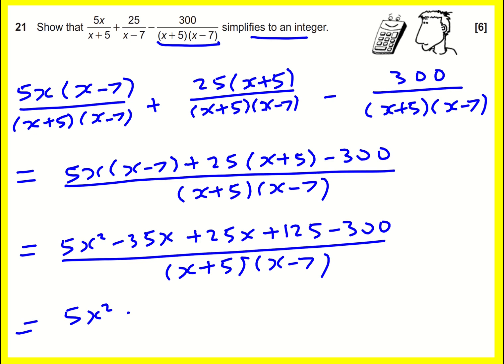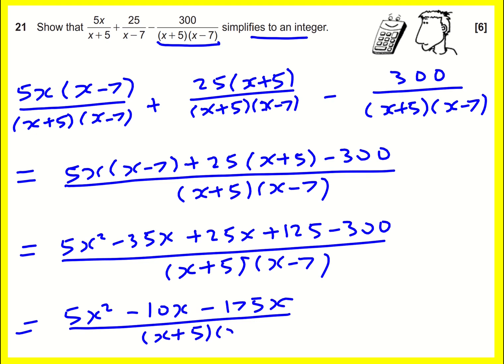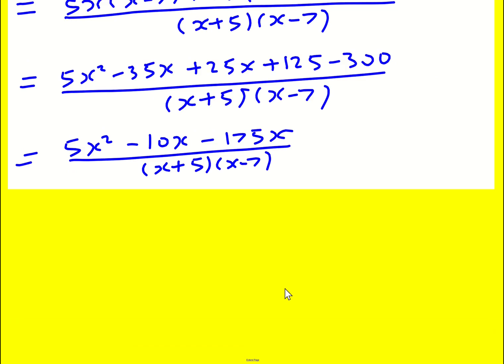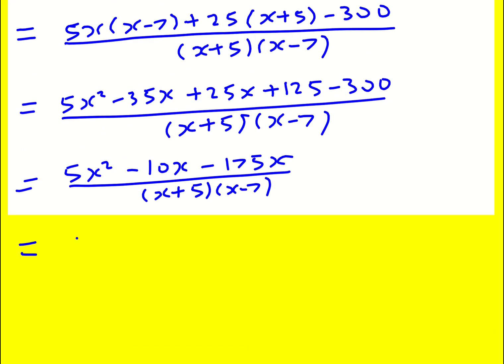So this is going to become 5x squared minus 10x minus 175. Okay, this looks like a horrendous quadratic, but here's the thing I was starting to say before. There's a common factor of 5 here. So I can just take that out.